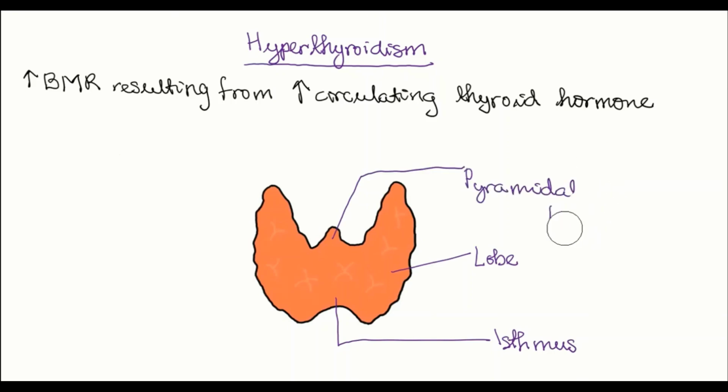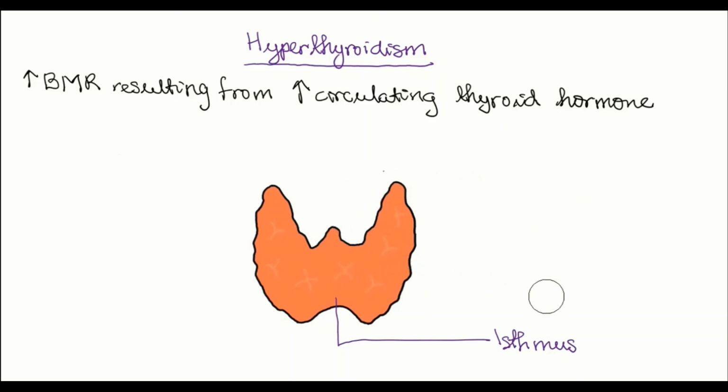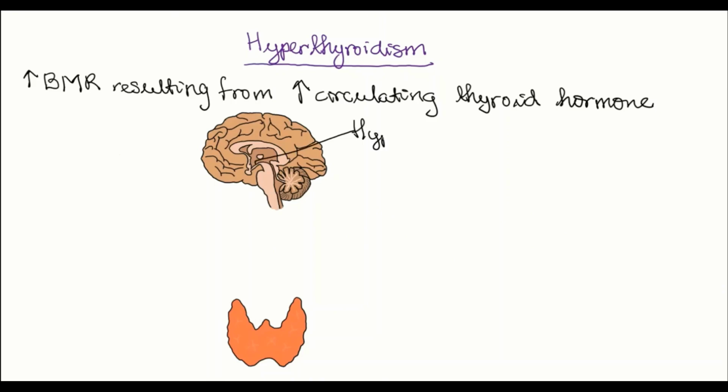The thyroid gland produces T3, which is also known as triiodothyronine, and T4, also known as thyroxine. And this involves a process that requires iodine. There's a feedback system that is established between the thyroid, the pituitary, and the hypothalamus.